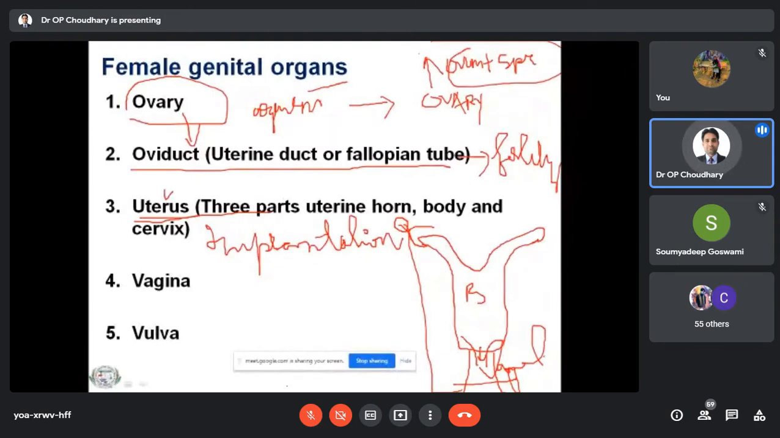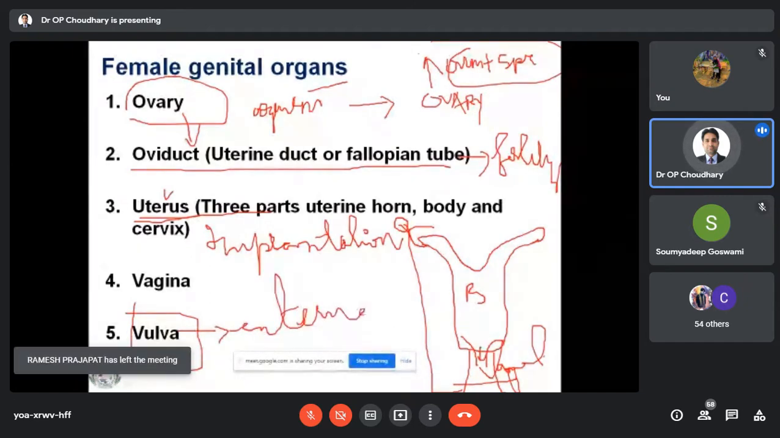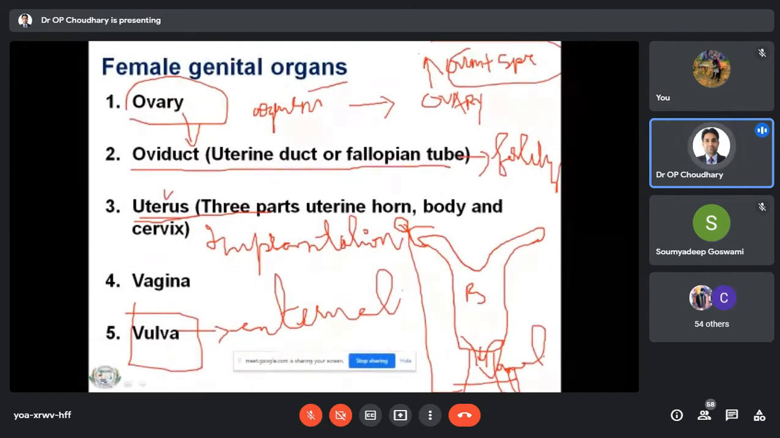However, the last part, called the vulva, can be seen from the external aspect. Okay, this can be seen from the external aspect also. So these are the 5 important components of the female genital organs. So one by one, I will explain it.